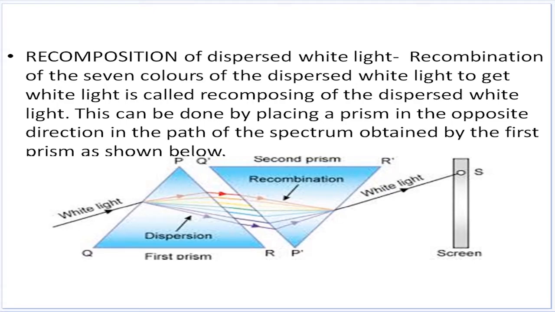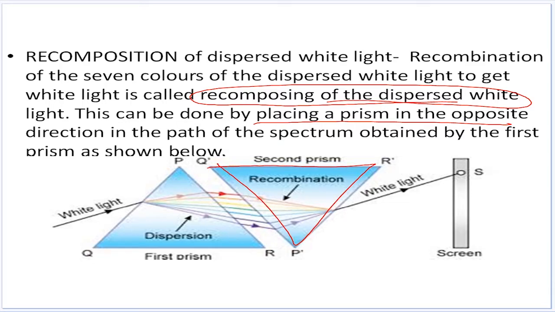Now, how is it being done? Recombination of the 7 colors of the dispersed white light to get white light is called recomposing of the dispersed white light, and this can be done by placing a prism in the opposite direction. You can see here we have placed a prism in the opposite direction. This is the first one, called a dispersing prism. This one is called a recombination prism.